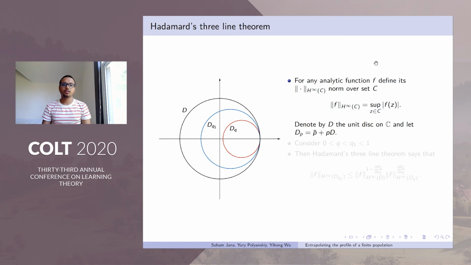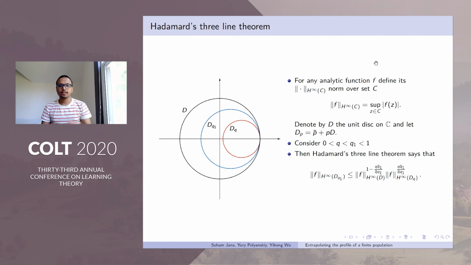We first write down the sup norm over a complex set C, call it H infinity C, and denote by D the unit disk and the Horde disk dp, which is some scaled and shifted version of the unit disk. Then for any two Horde disks that are situated inside the unit disk, we note that Hadamard's theorem says that the supremum of any analytic function f over the middlemost Horde disk can be bounded from above in terms of the supremum of the same function over the unit disk and the supremum of the same function over the innermost Horde disk.